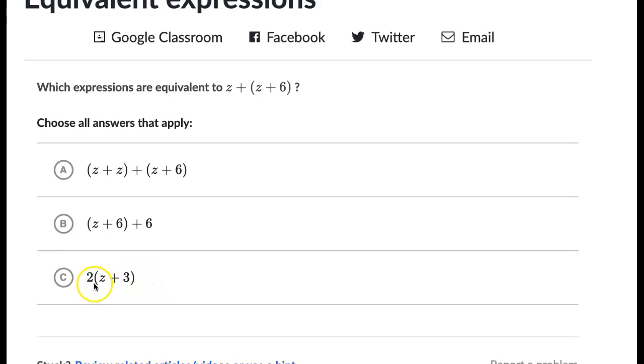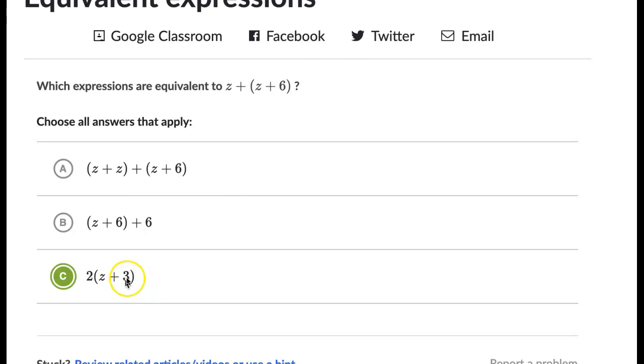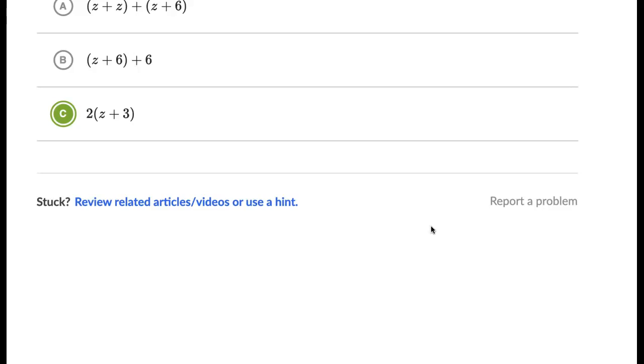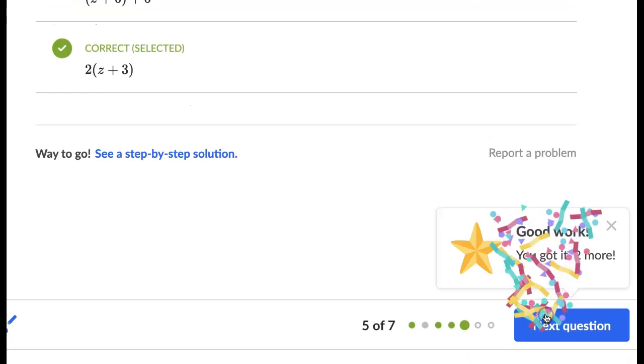So if we distribute here again, 2 times z is 2z. 2 times 3 is 6. Yep, this is the one. So if you use the distributive property here and combine like terms here, we get the equivalent expression exactly the same. Okay, let's see if this is correct.